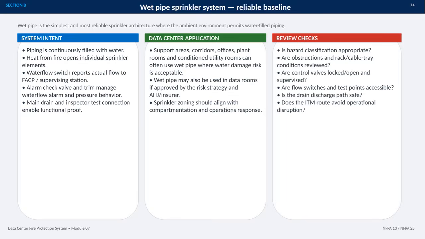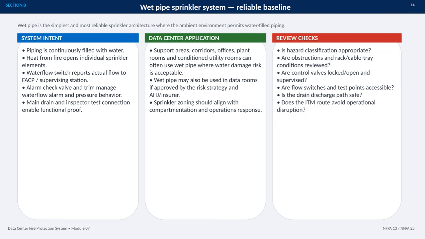This section covers the wet pipe sprinkler system, a reliable baseline when the surrounding environment permits water-filled piping. The defining feature is that the piping remains continuously charged with water. When heat from a fire opens an individual sprinkler, water discharges immediately, while the water flow switch reports confirmed flow to the fire alarm control panel or supervising station. The alarm check valve and trim manage the associated flow and pressure behavior, and the main drain and inspector's test connection provide a practical way to verify system operation.